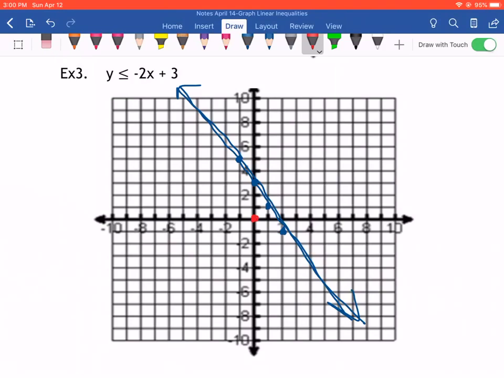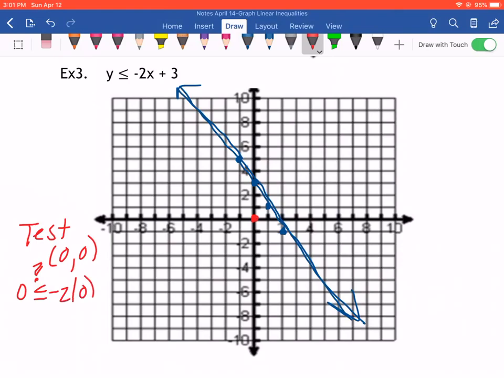Now, when I say test, what I mean is this. I'm going to test the point 0, 0. So really what I'm checking for is the validity or the truthfulness of this point with respect to this linear inequality. So I'm going to plug in 0 for x and 0 for y. I'm going to write my inequality, less than or equal to, with a question mark above because I don't know. That's what I'm trying to figure out.